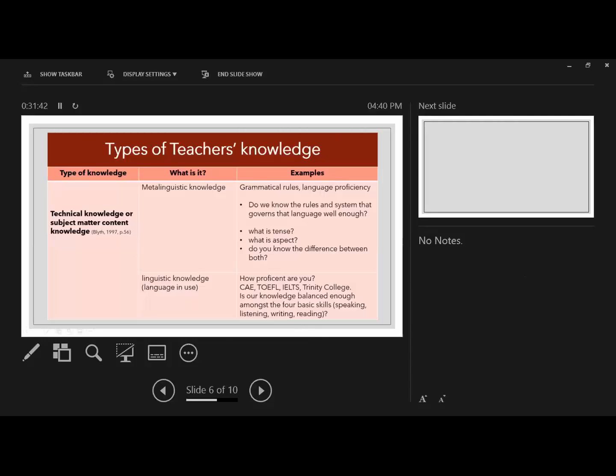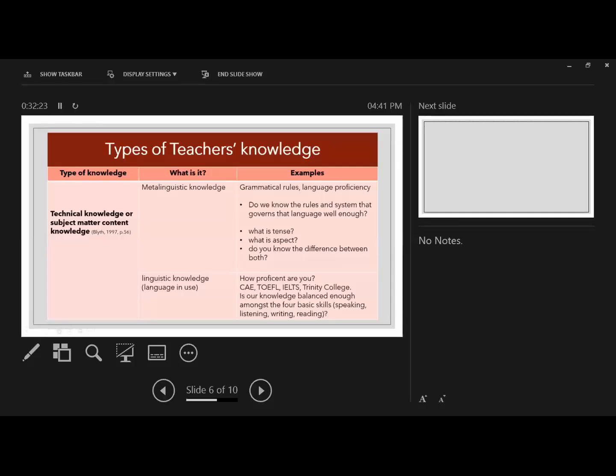What is it? Well, technical knowledge or subject matter content knowledge is, for example, metalinguistic knowledge. What is metalinguistic knowledge? Well, examples of metalinguistic knowledge are, for instance, all these grammatical rules, right? It's also language proficiency. It's like knowing how the language, in this case, the target language, because we're talking about language teachers, it's knowing what are the rules that govern the system, right?